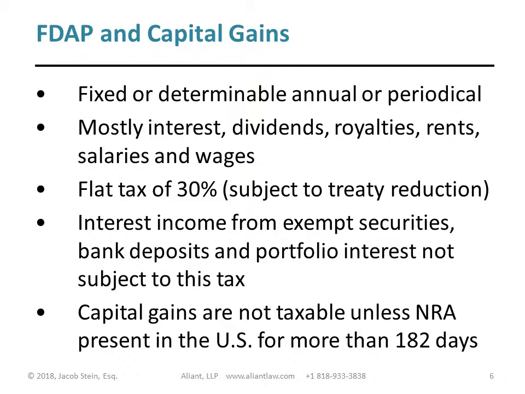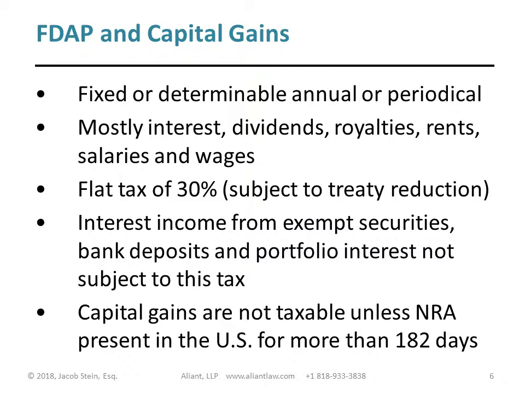Similar concerns exist as under FDAP. Once the foreigner collects that dividend, it will be difficult to chase them down for their tax obligation. So for lots of mostly passive types of income, like interest, dividends, rents, royalties, salaries, commissions, things like that, the United States imposes a flat tax on the foreigner.